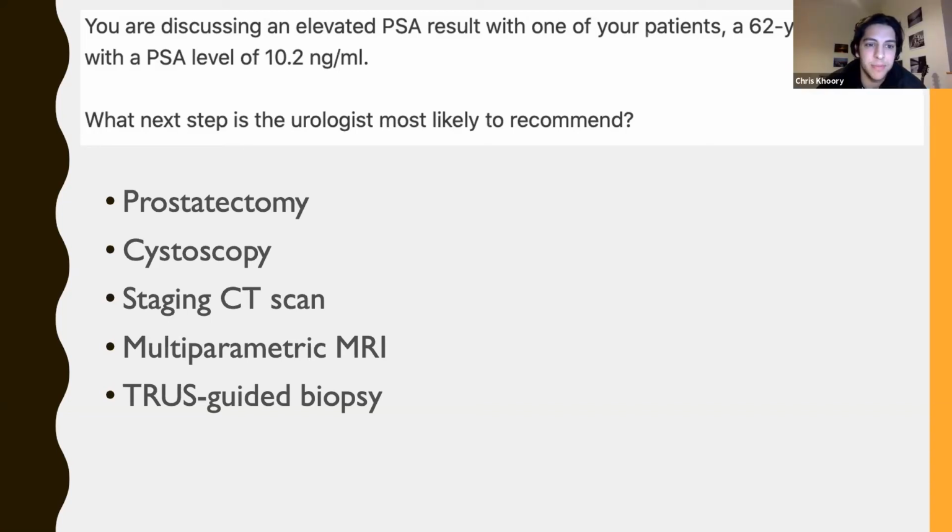So prostatectomy would be far too premature at that stage. A PSA of 10.2 doesn't really indicate whether it's cancerous or not. Cystoscopy isn't indicated at this stage either. MRI is the best form of imaging of the prostate. And then if that showed something suspicious or a high PI-RADS score, then they'd go on to have a biopsy. So that's the correct answer.